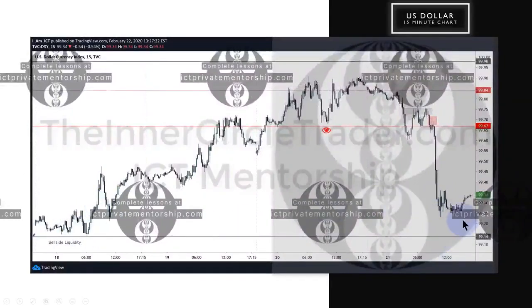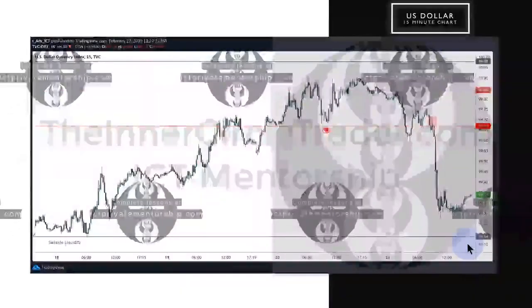I want to see if it goes below 99.15, 99.10. It needs to do it like a spike and then start coming back and then attack the equal highs. If we just start aggressively going lower, then we might be in for something in terms of a major turn on the dollar.